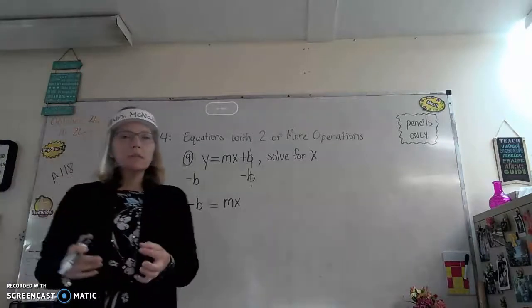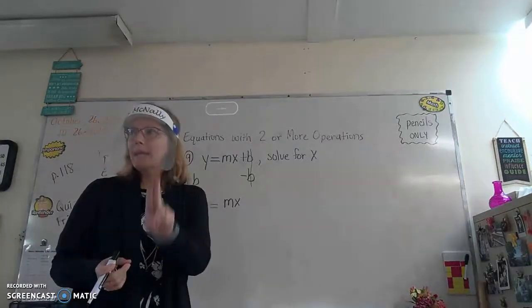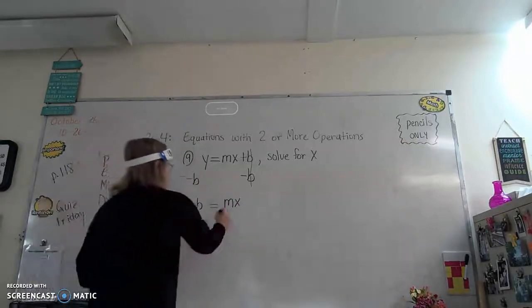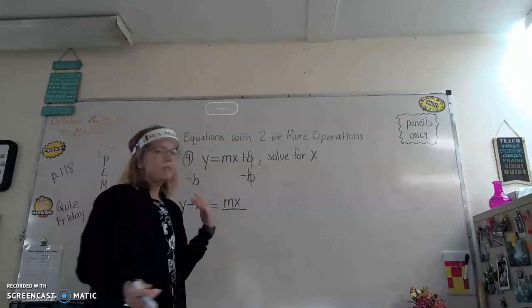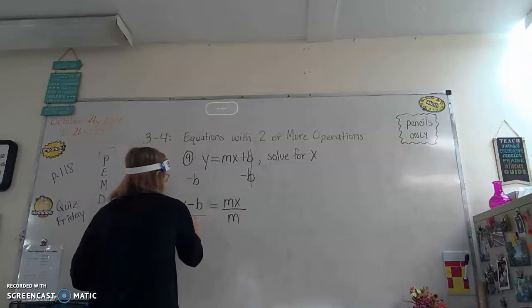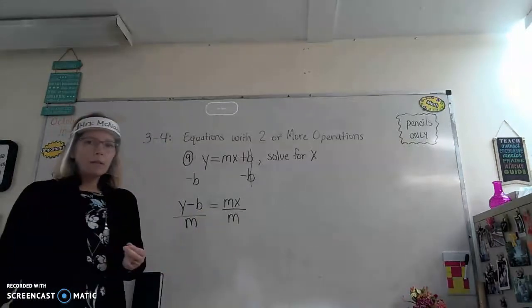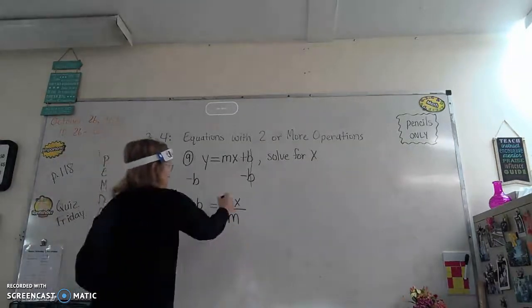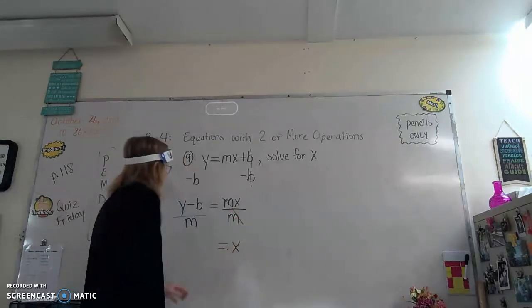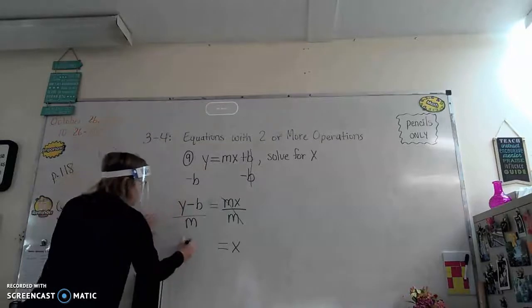So now I still need to get x alone. It has some multiplication happening to it, so I'm going to do the opposite, division. I'm going to divide by whatever's next to x. Whatever I do to one side, I have to do to the other. So on this side, the m's cancel out, and I get x alone. And then on this side, I'm just going to write this down.